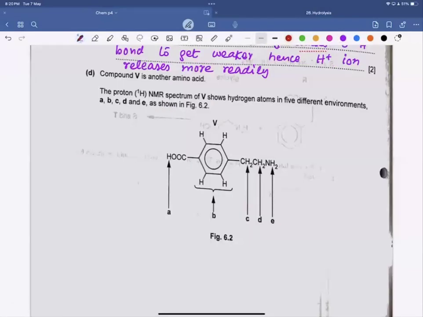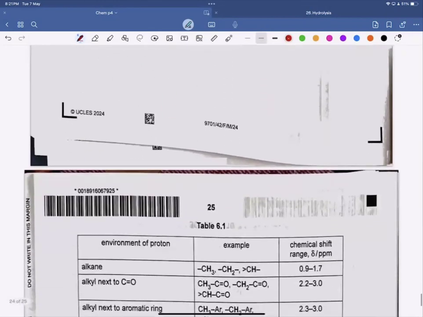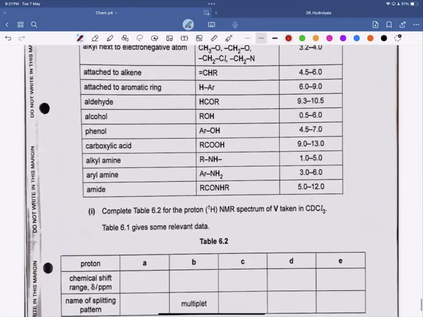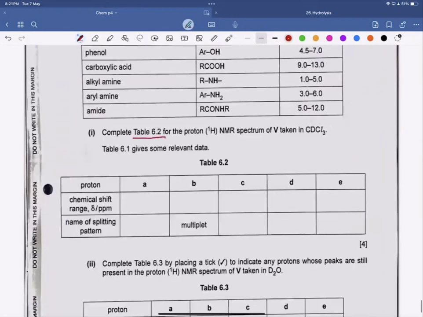Now, part D. Compound V is another amino acid. The proton NMR spectrum of V shows hydrogen atoms in 5 different environments. Okay, so see, they have shown you the 5 different environments A, B, C, D, E. Complete table 6.2 for the proton NMR spectrum of V taken in CDCl3. Table 6.1 gives some relevant data.